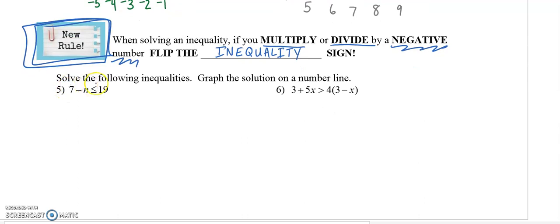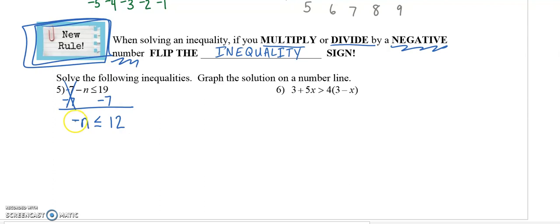So let's see how that would work. For 5 and 6, we're going to solve the inequalities. Again, just like solving an equation, but we have to pay attention to this negative rule. And then I'm going to graph the solution on a number line. So for number 5, I have 7 minus n is less than or equal to 19. Normally when we're solving, we'll get rid of these constant numbers first. In this case, that's the 7. That's a positive 7, so to get rid of it, I have to subtract 7 from both sides. 7 minus 7 is 0, so I'm just left with negative n, less than or equal to, and then 19 minus 7 is 12.